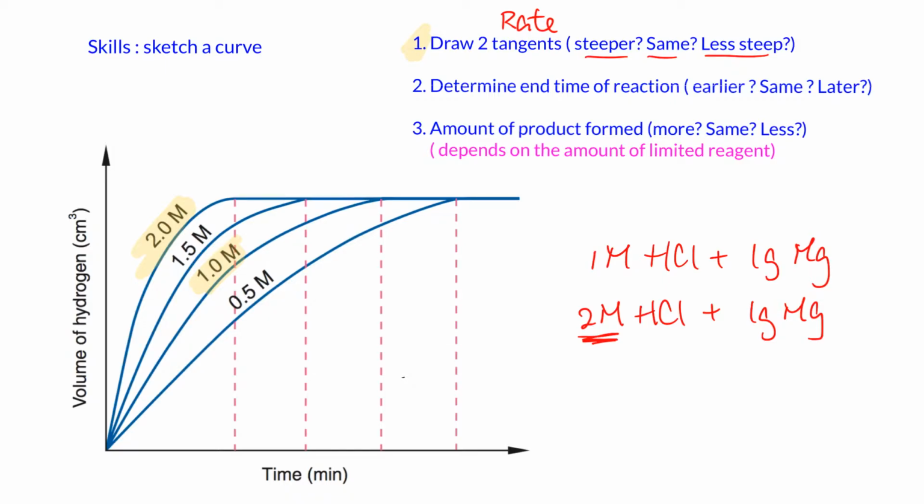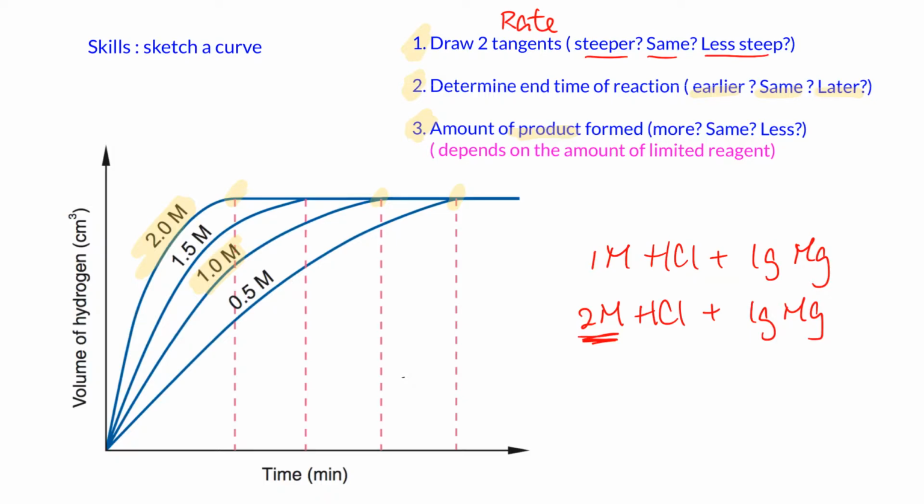Second one will be related to the end time of the reaction. End time of reaction means whether the reaction ends early, at the same time, or later. So this is the end time point. If it is the same as 1 M, that will be the same end time. Earlier means the reaction completes at an earlier time, and maybe some of them may end later. The third one will be related to the amount of product formed.